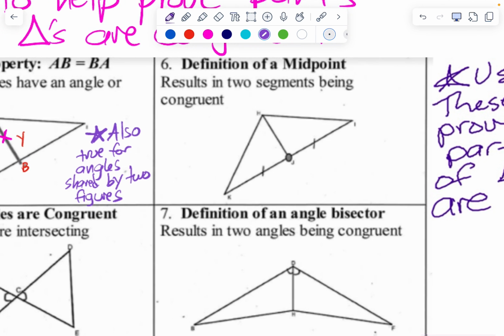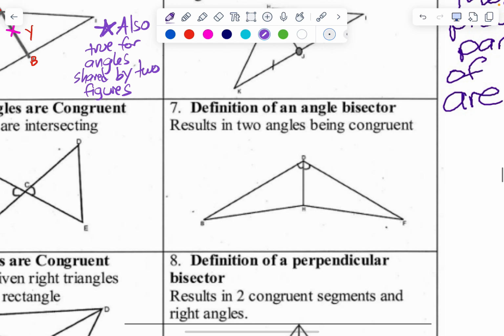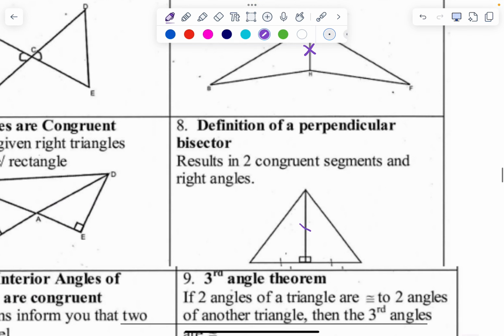Okay, you should see one here. I don't know what the letters are. It looks like HJ probably. But that line is part of both triangles and is reflexive, so it's congruent to itself. Same with number 7. And same with number 8.